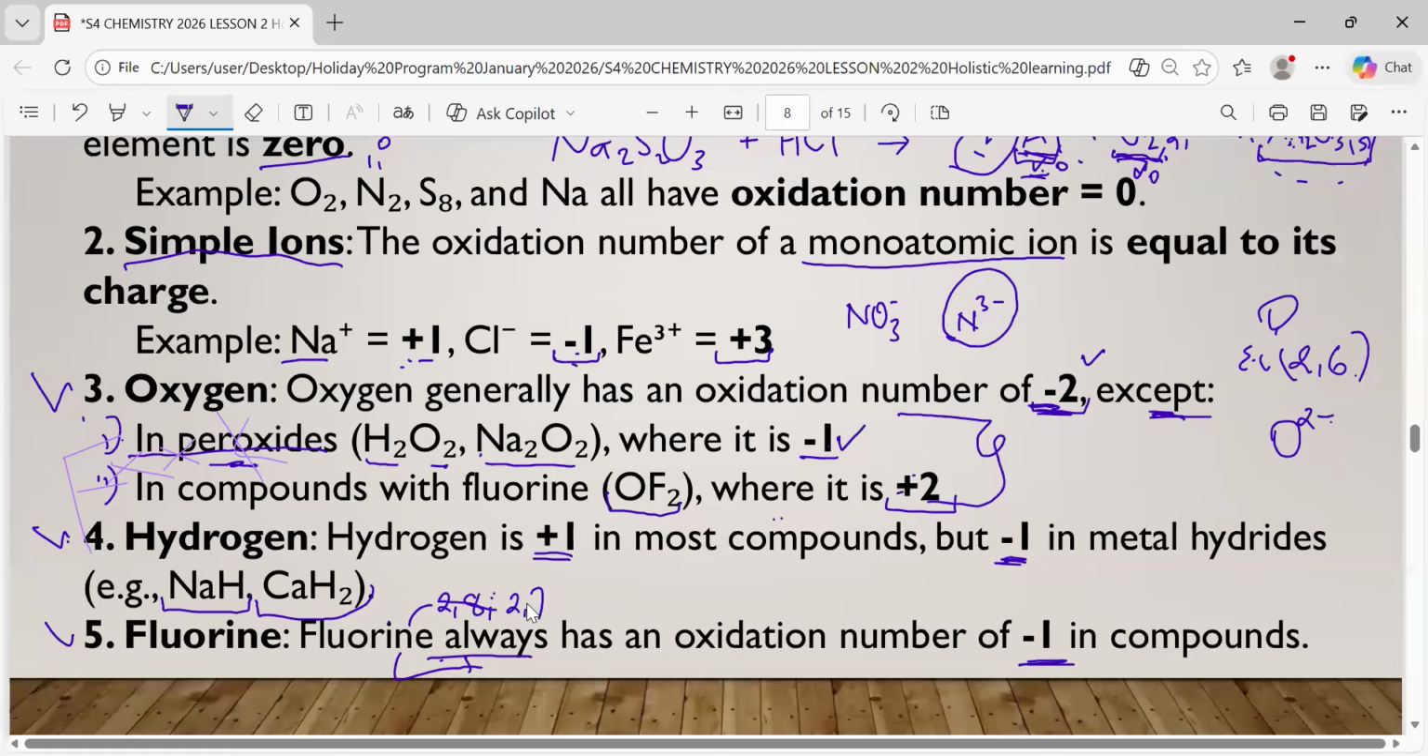Which means it needs only 1 electron to become stable. Therefore, it becomes F minus. So this is one of the monoatomic ions, because it is a simple ion, therefore its charge is equal to its oxidation number, which means it becomes -1. Are we there? Yes.